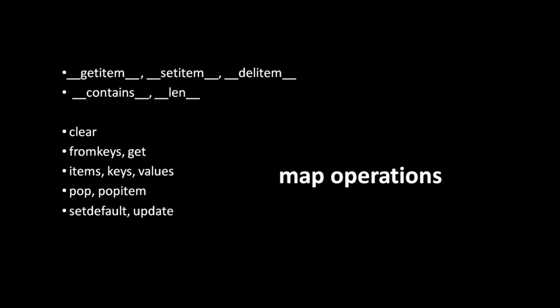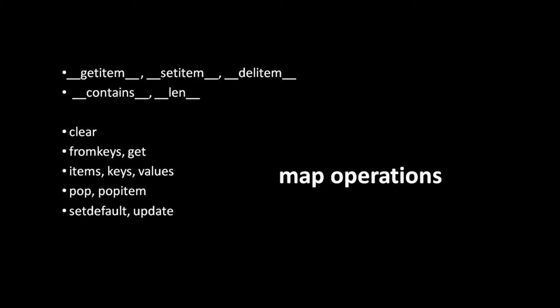The setDefault method will return the value of the specified key, but if no such key is found, it will set that key, it will assign to that key, and by default it assigns the default value of None to that key, but you can also pass to setDefault a second argument, which is then the value assigned in the case where the key isn't already found. So if a dictionary already has this key, just get me its value, otherwise assign it this default value.